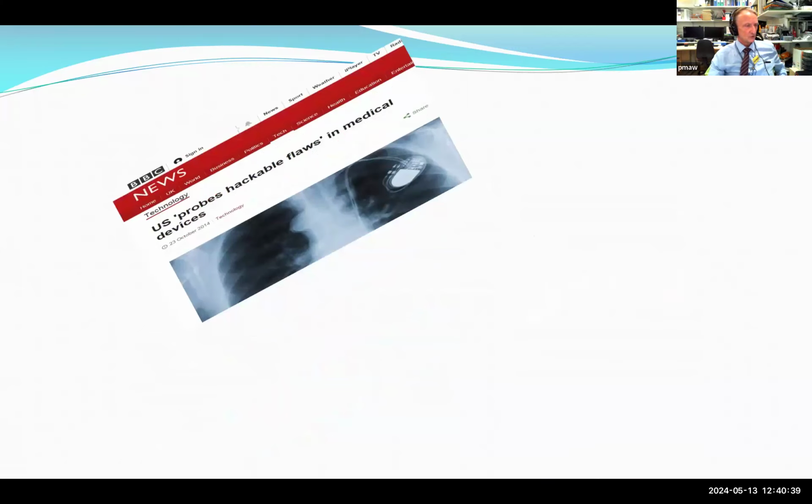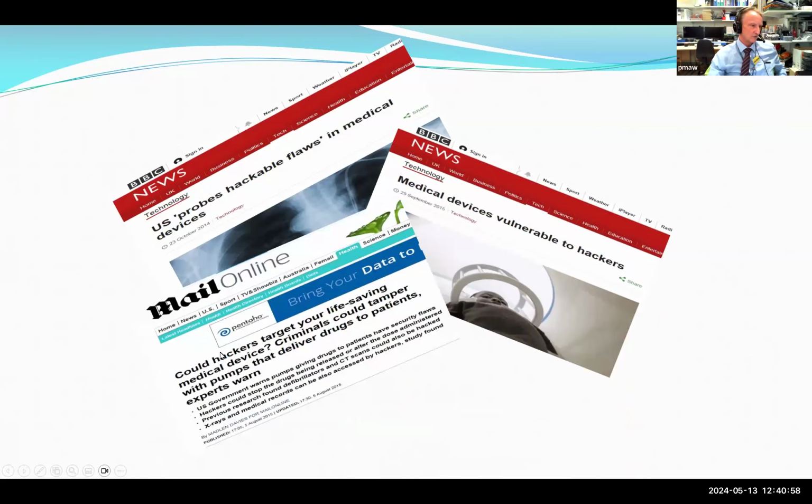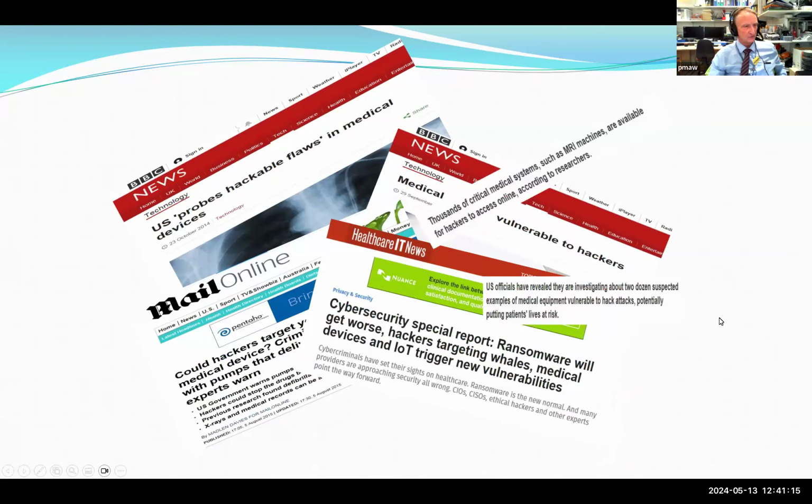So on to the cybersecurity issues, really. Starting back in 2014, the issue started to become highlighted in the news, in the media. Medical devices vulnerable to hackers. Could hackers target your life-saving medical devices? Ransomware will get worse. Hackers targeting whales, medical devices, and IoT. And then they start to talk about numbers. Initially dozens of devices, then thousands and tens of thousands.